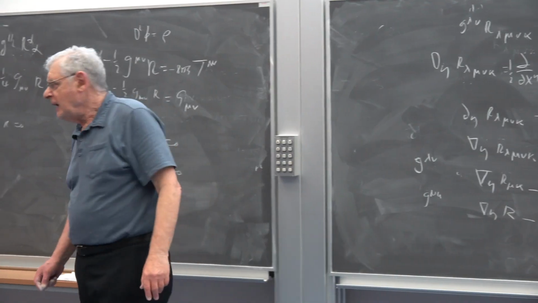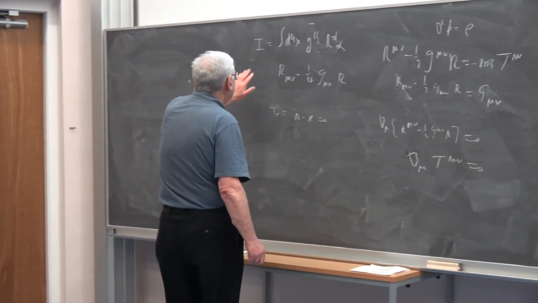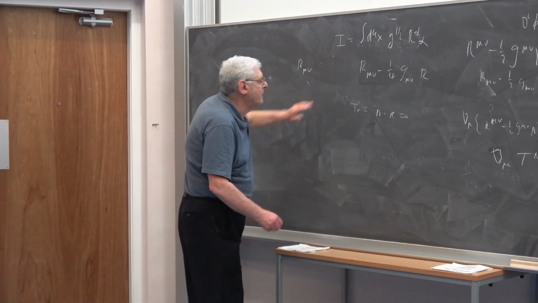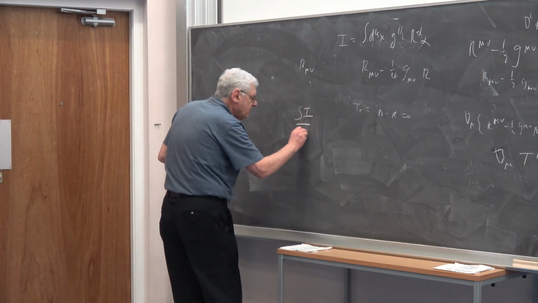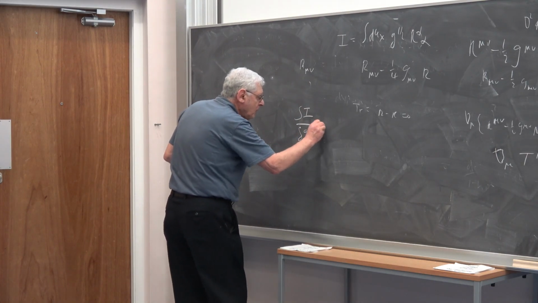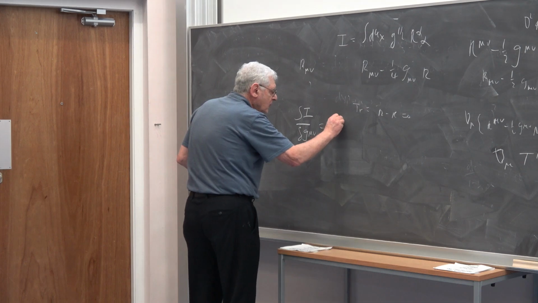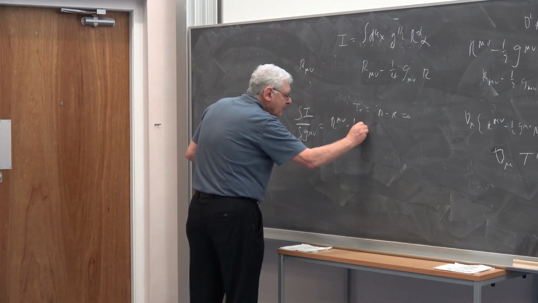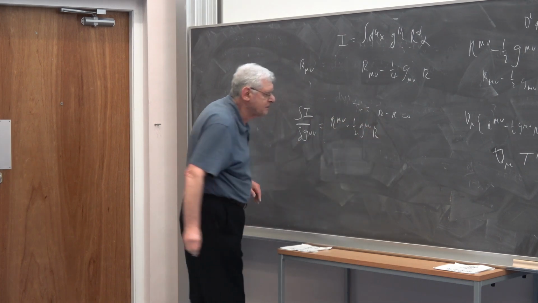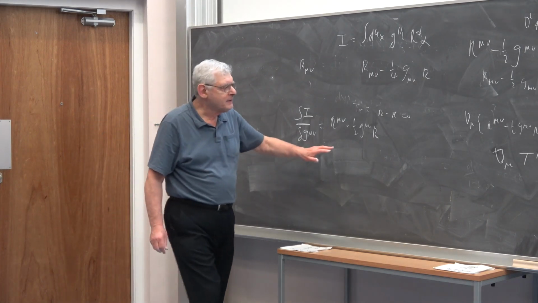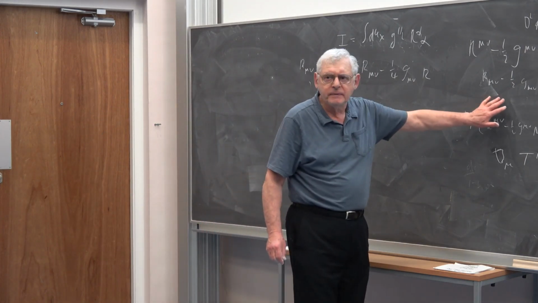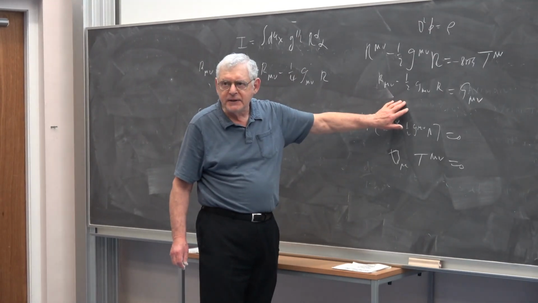Now, if you do a functional variation of the action with respect to the metric, you get R mu nu minus a half G mu nu. In other words, the quantity that is favored is always the Einstein tensor.